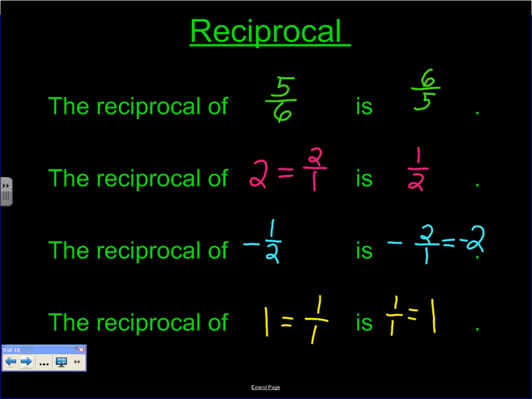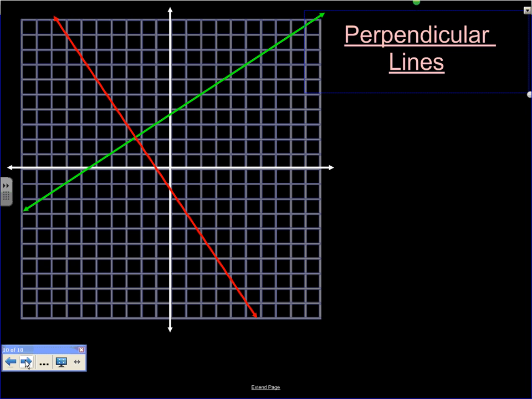All right, we showed you reciprocal here for one reason, because we're now moving into perpendicular lines. And when we talk about perpendicular lines, we're going to start off by looking at the red and the green line. They are perpendicular, but why are they perpendicular? So let's look here. Let's find the slope of the green line first. It looks as if it'll cross right here and maybe right here.